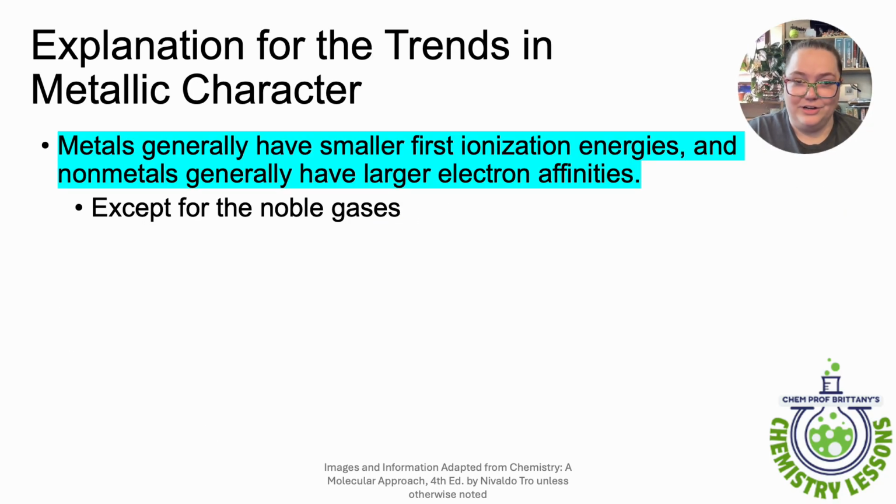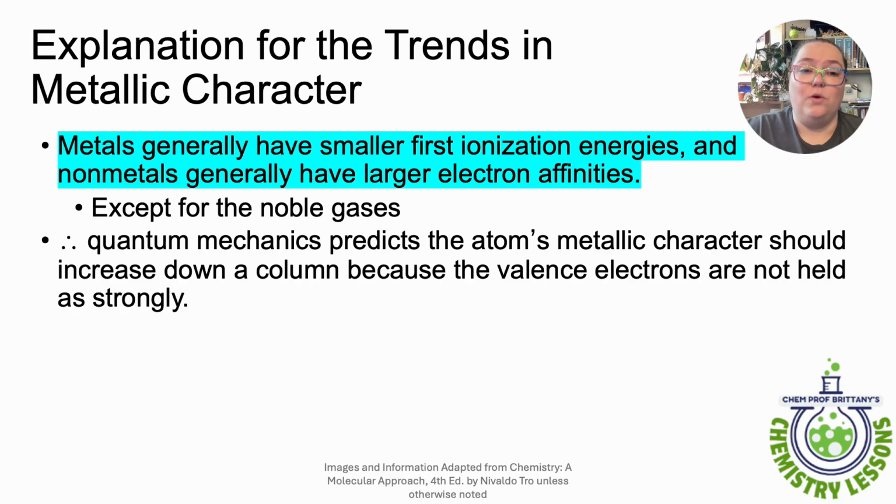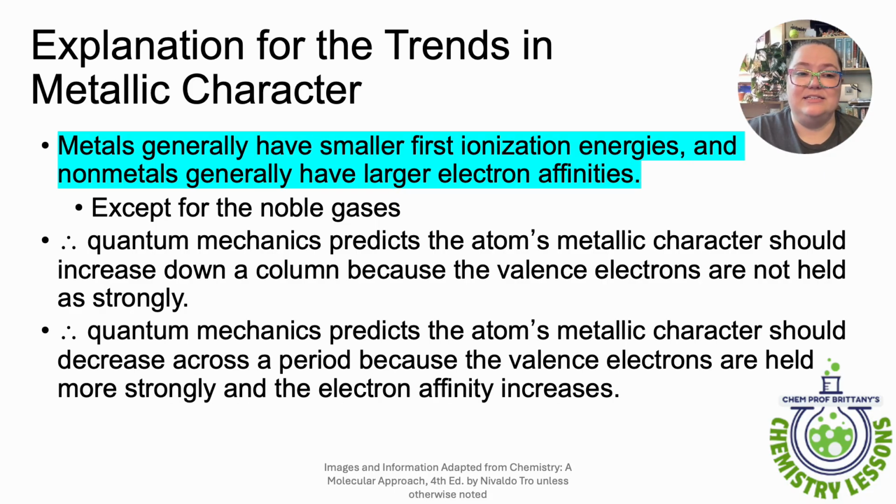So, metallic character is related to some other periodic trends, right? Metals generally have small first ionization energies, and nonmetals generally have large electron affinities, well, except for noble gases. So, quantum mechanics predicts that the metallic character should increase down a column because our valence electrons aren't held as strongly, and should decrease across a period because valence electrons are being held more strongly as we go across. So, it goes along with ionization energy and electron affinity, right?